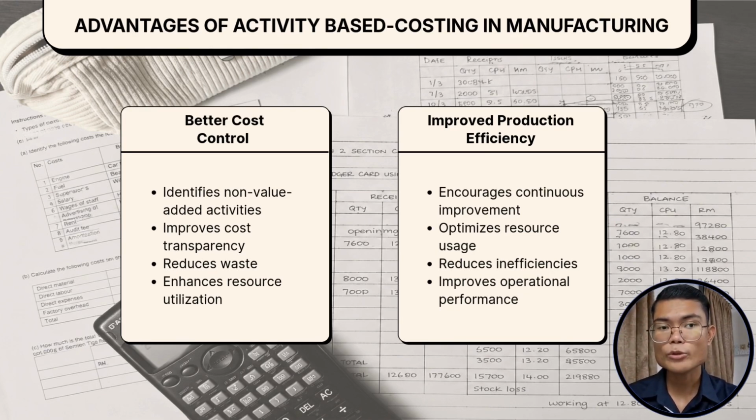ABC can also be integrated with continuous improvement practices to enhance operational performance. In conclusion, activity-based costing offers several important advantages for manufacturing industry.